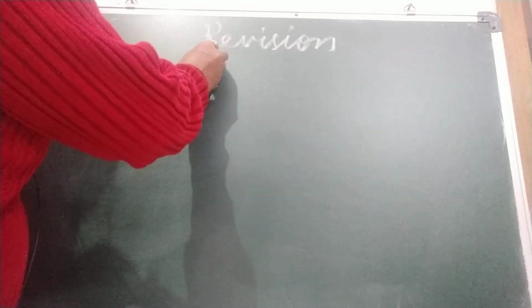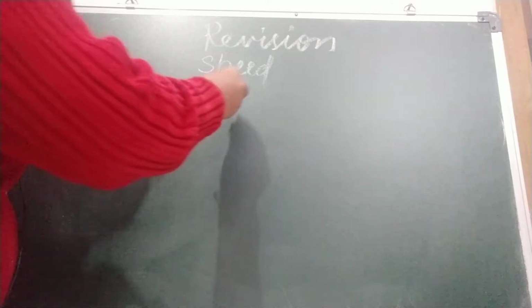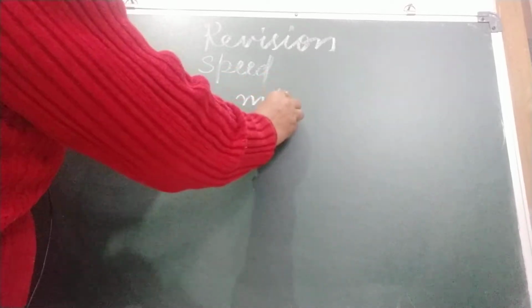Now we are coming to speed. What is speed? The distance covered by a moving object in unit time is known as its speed. The standard unit for measuring speed is meter per second. There are some numericals based on speed that we have practiced in the class. Now we are going to discuss the distance and time graph.